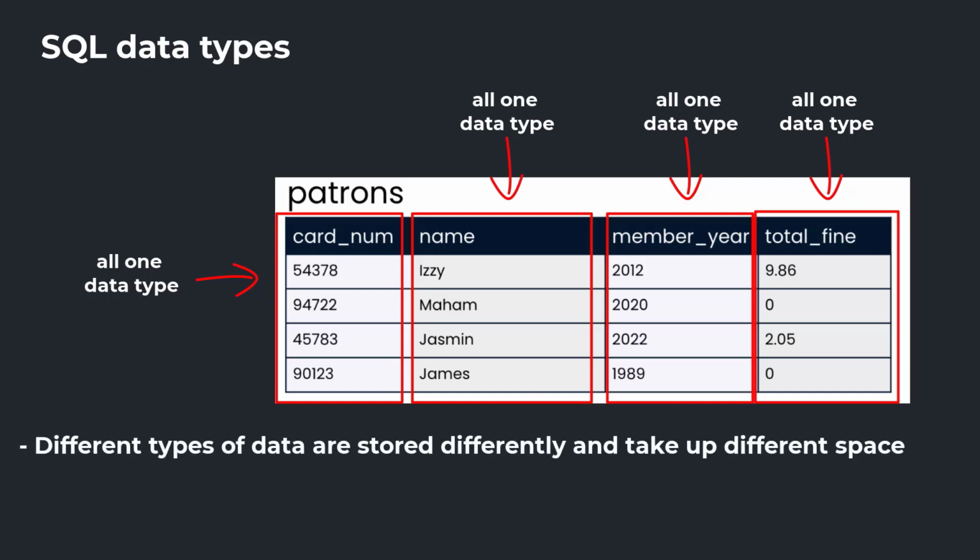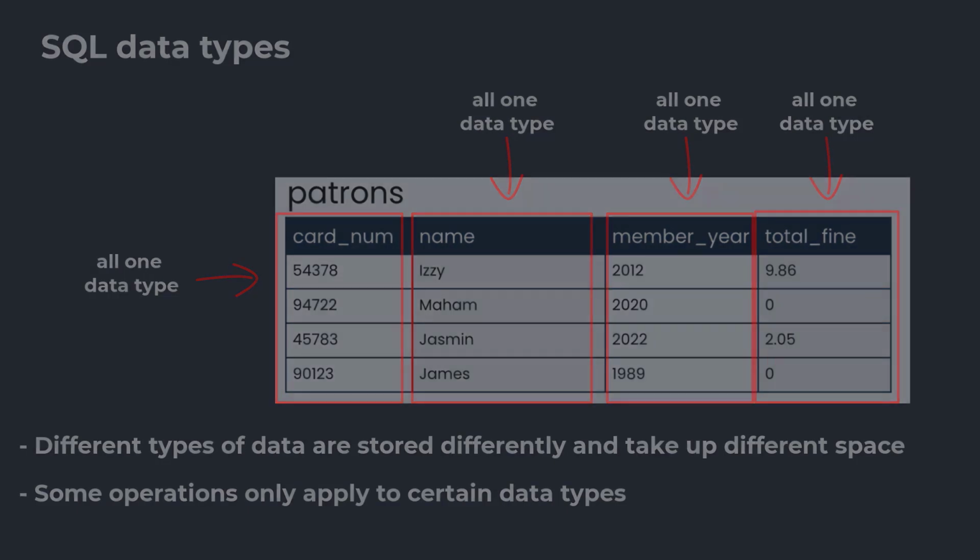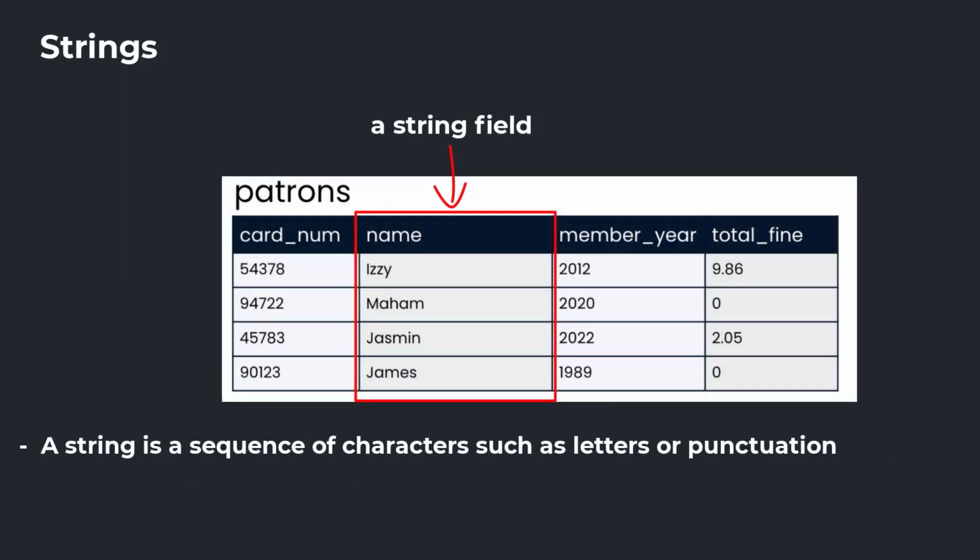First, different types of data are stored differently and take up different amounts of storage space. Second, some operations only apply to certain data types. It makes sense to multiply a number by another number, but it does not make sense to multiply text by other text, for example. In programming, a string refers to a sequence of characters such as letters or punctuation.